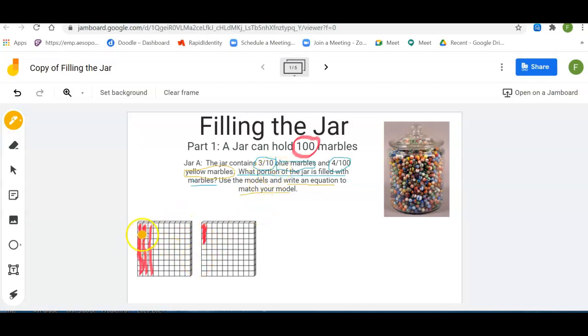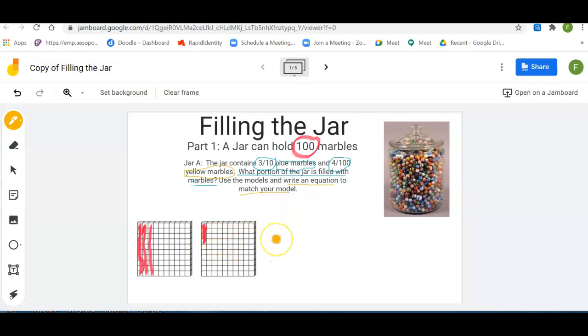All right, so I've gone ahead and I filled in using the 100 grids that's already provided for you. 3/10. So even though this is a 100 grid, remember, because of equivalency, all I have to do is shade in 3 entire columns. So 3 entire columns out of the 10, and that shows 3/10. I can obviously see that that's 10, 20, 30. It's going to be 30 out of 100. All right, and that's for the blue marbles, and for the yellow marbles, 4/100. So all I needed was 4 shaded out of this entire 100.